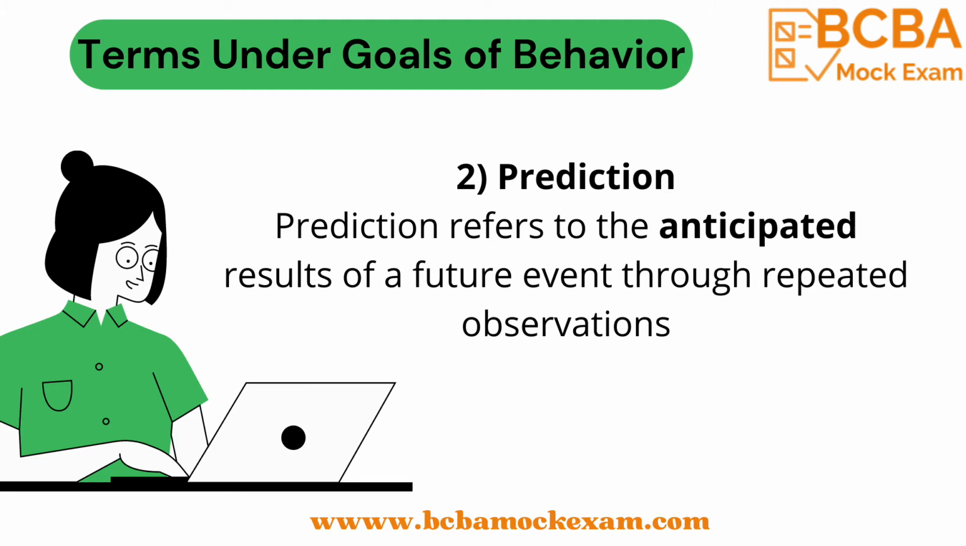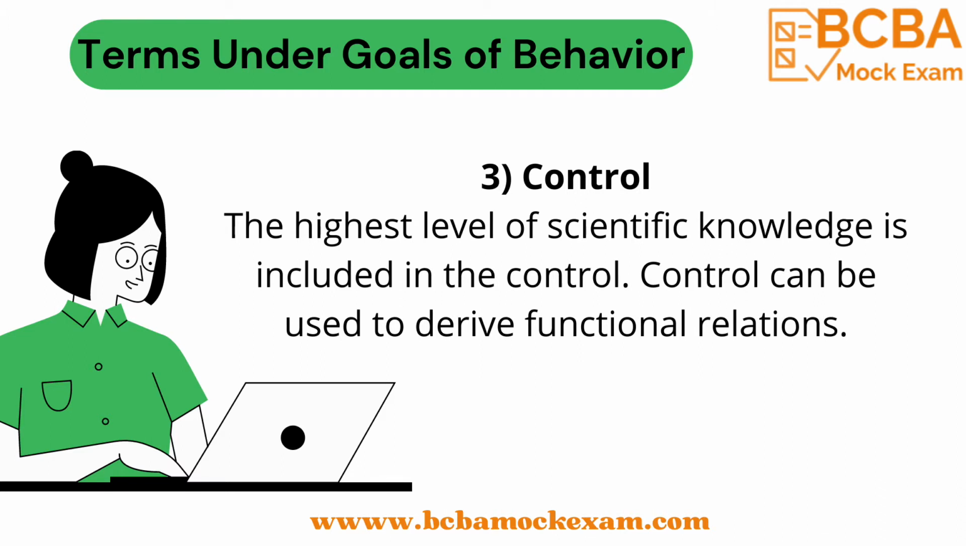Number 2. Prediction. Prediction refers to the anticipated results of a future event through repeated observation. Prediction is crucial in research because it allows us to understand correlation between events. However, please be aware that correlation does not equal causality. Number 3. Control. Control refers to the highest level of scientific knowledge. Control can be used to derive functional relations. The ability to demonstrate control over two events, which are usually called independent and dependent variables, provides the most valuable and useful scientific understanding for the development of a technology for changing behavior.